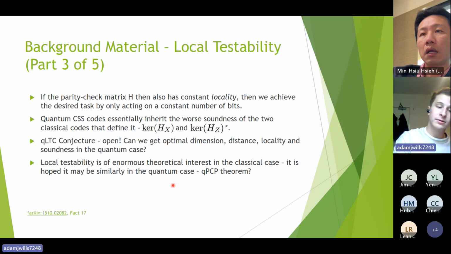And it is hoped that perhaps the notion of quantum local testability could be similarly helpful in converting a qPCP conjecture to a qPCP theorem. Although I wouldn't be doing my due diligence if I didn't mention that a direct quantization of the proof of the PCP theorem from classical locally testable codes actually fails. And so it is open whether quantum locally testable codes can give you a quantum PCP theorem. Even so, it is highly suspected that quantum locally testable codes will be of great theoretical importance going forward.